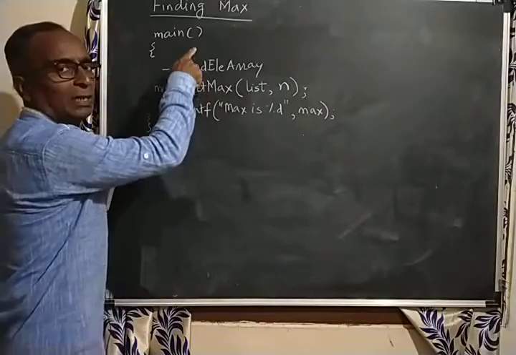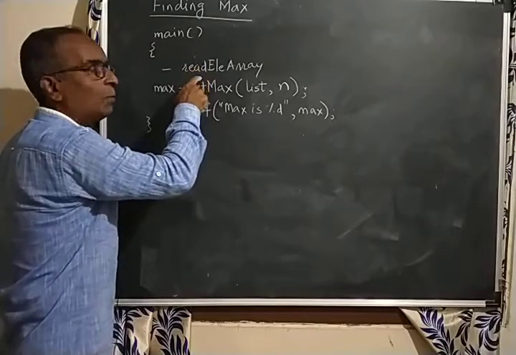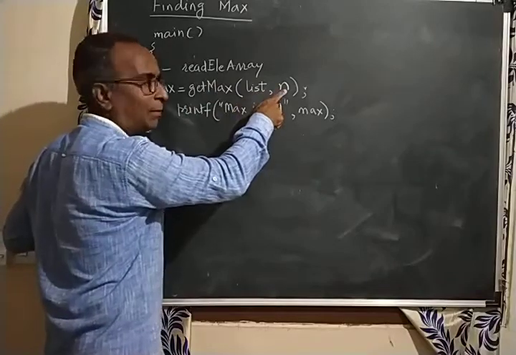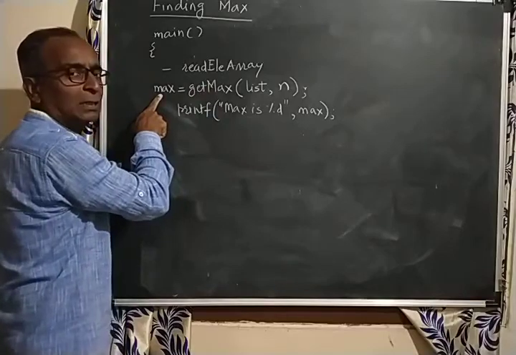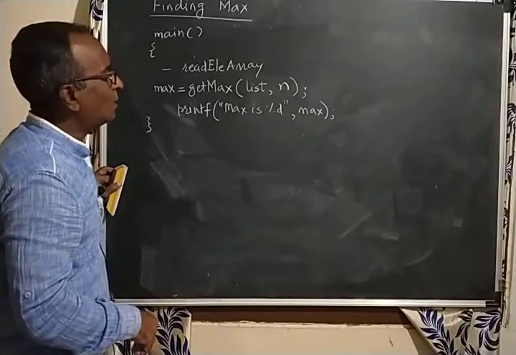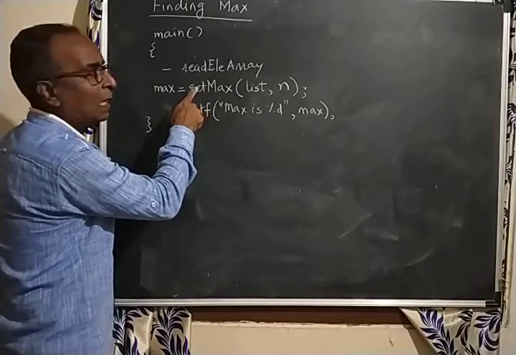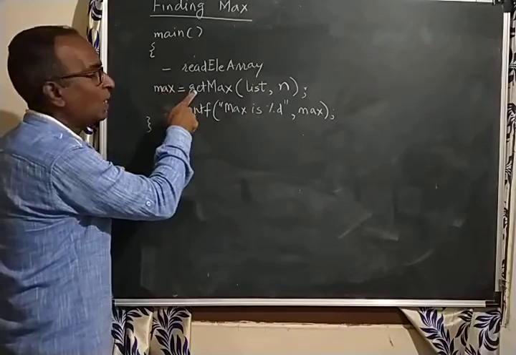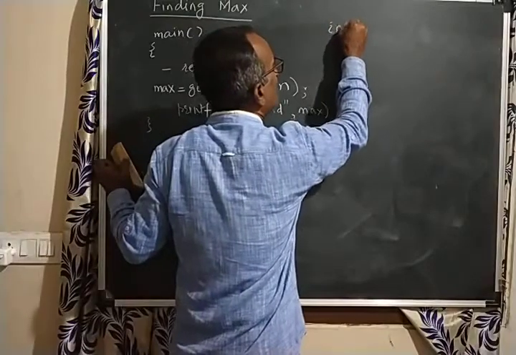I am not writing the earlier part up to scanf. Now you have populated the array, then you have called getMax, passing list and n, as in the earlier program. Then you get the maximum element from getMax, and you print it. Now see how to write getMax. getMax is returning a value. What is the type of this? Integer. So the return type for getMax is an integer quantity.